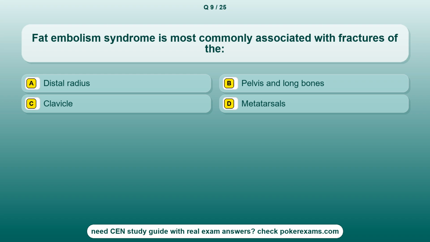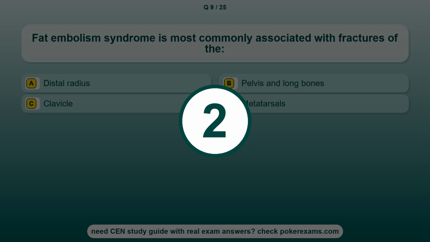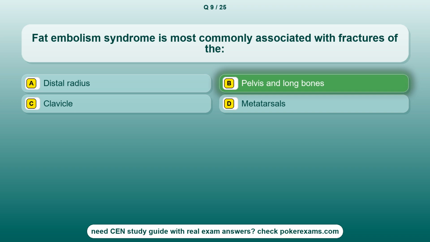Question 9. Fat embolism syndrome is most commonly associated with fractures of the option A, distal radius. Option B, pelvis and long bones. Option C, clavicle. Option D, metatarsals. The correct answer is option B, pelvis and long bones.